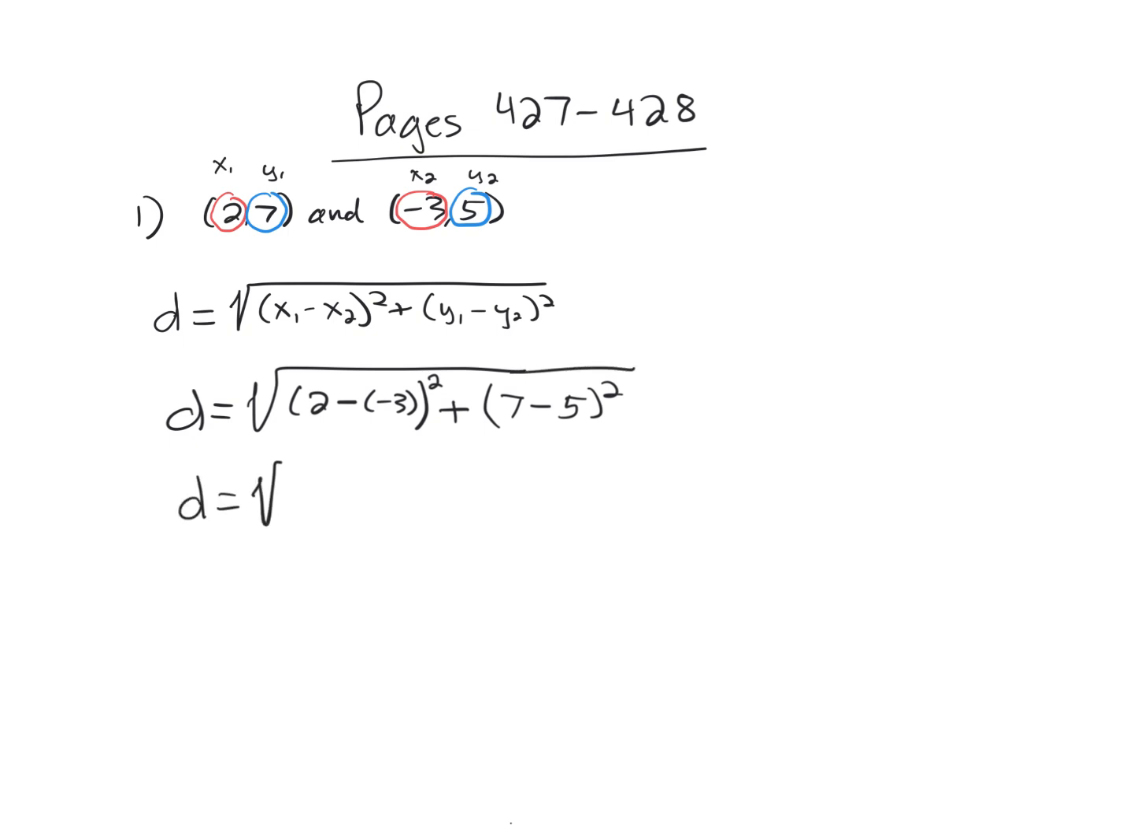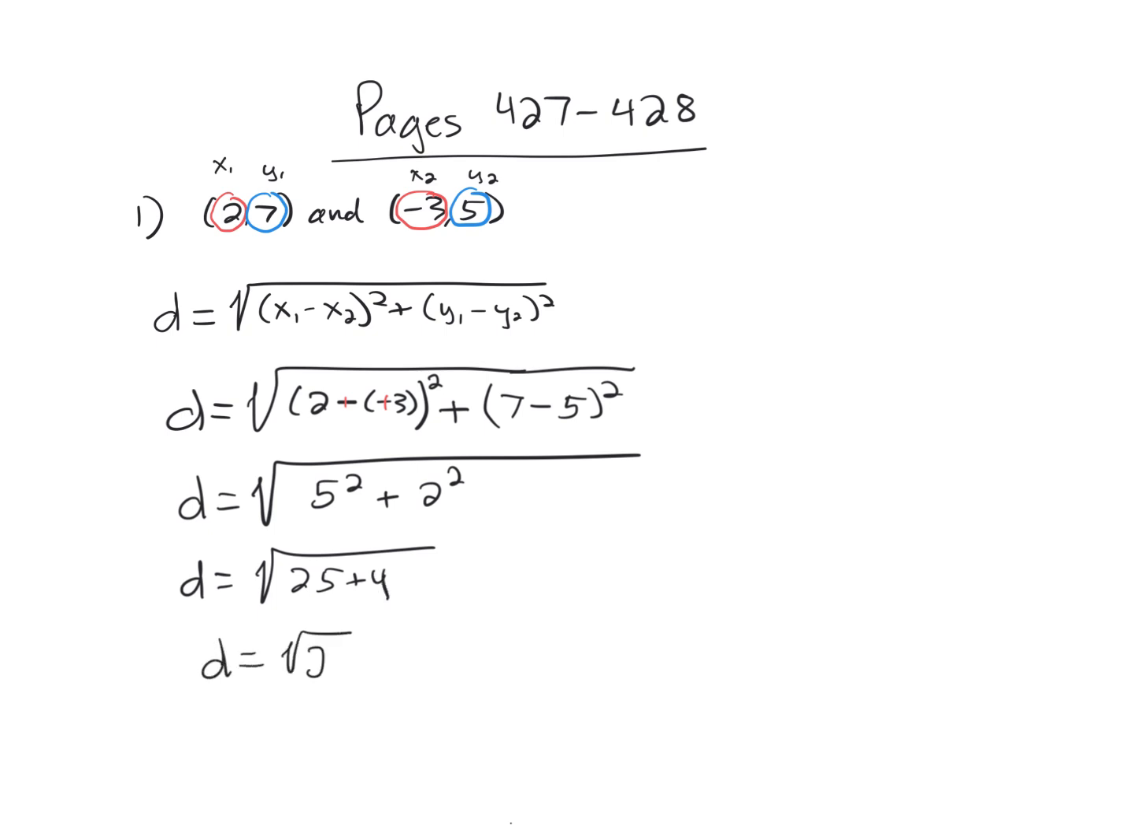So when I subtract my x's, this is going to turn into plus plus, and I get 5 squared, and the second one is going to be a 2 squared. So I get the square root of 25 plus 4, and d equals the square root of 29. Now, if I could simplify the square root of 29, I would, but I can't, so this is the answer.